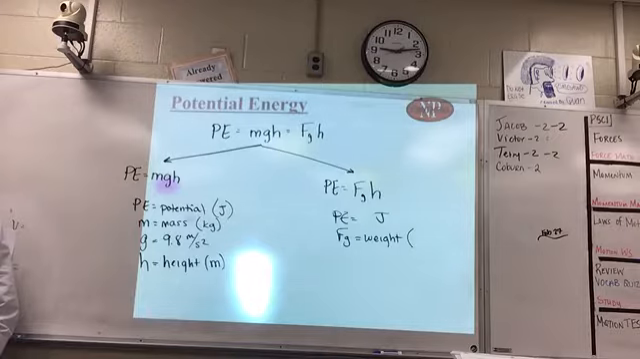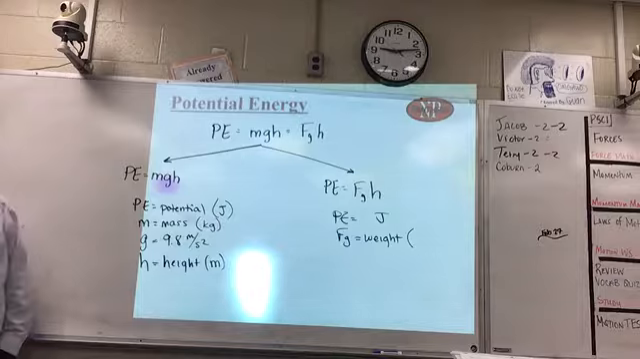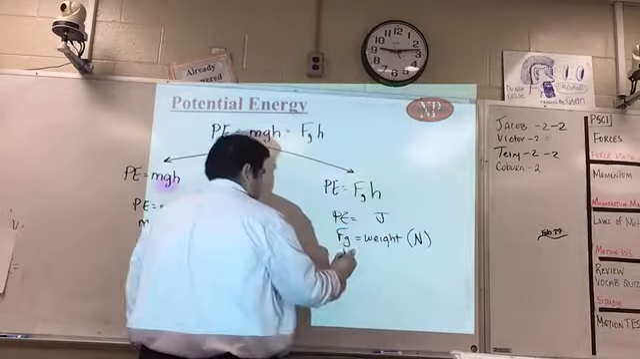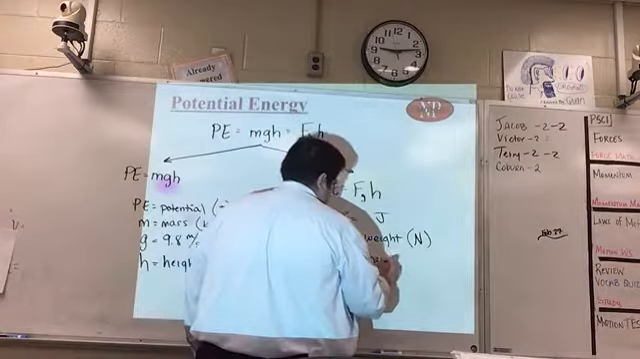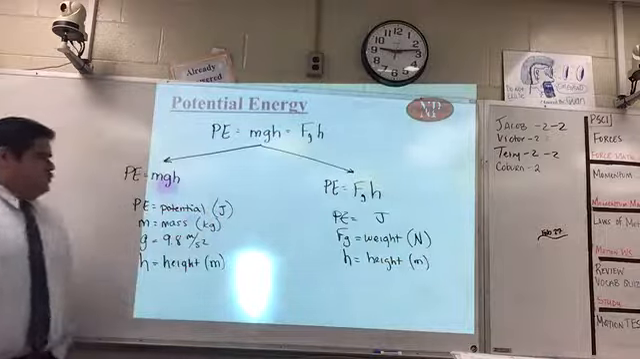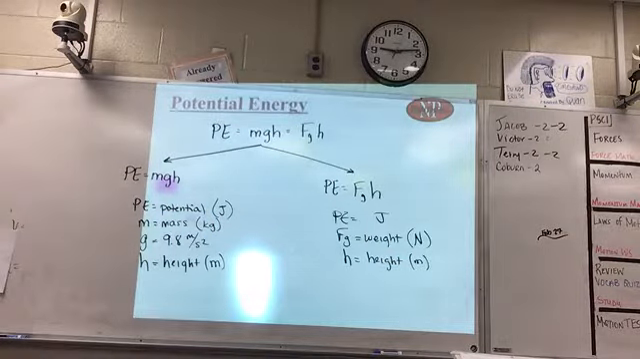Not weight. I'll give you a clue. There's a reason it's got a capital F there. Right? So what do we measure it in? Newtons. All right. Then we got H. H stands for what again? Height. What do we measure height in again? Meters. So here's my question to you. What is the one unit you see on the right side that you don't see on the left side?